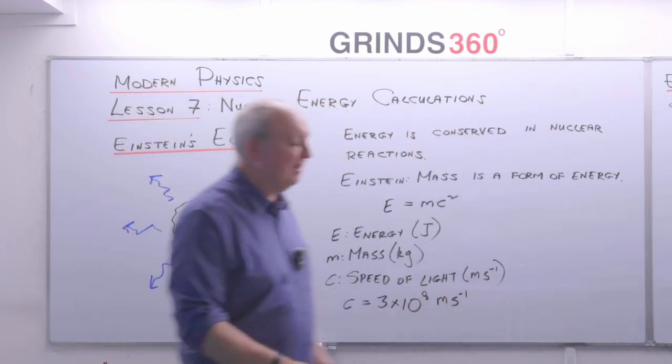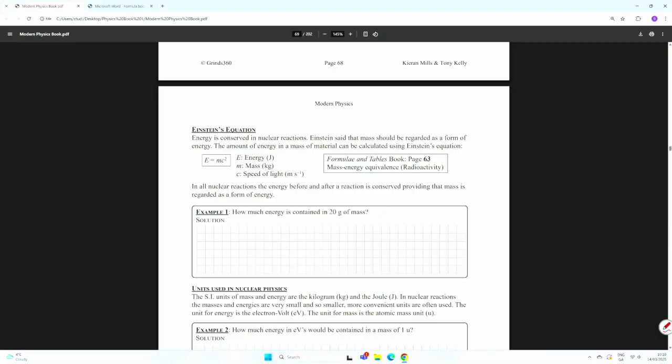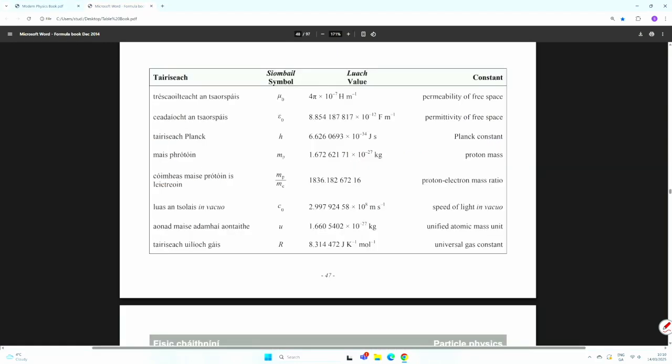So if I go to my table book and have a look at that, so you can see it there on page 47. It's called the speed of light in vacuo. That means in a vacuum. That's why we call it c0. And the value is 2.997. It's practically 3, isn't it? by 10 to the power of 8 meters per second.